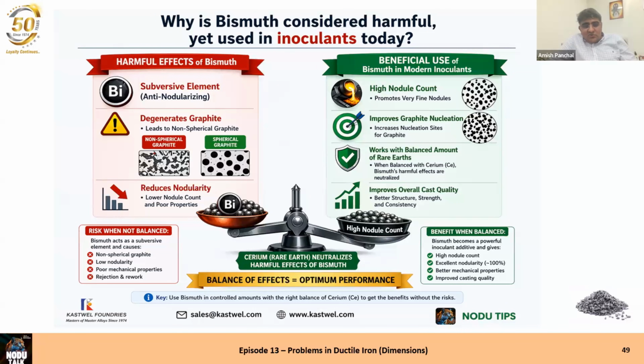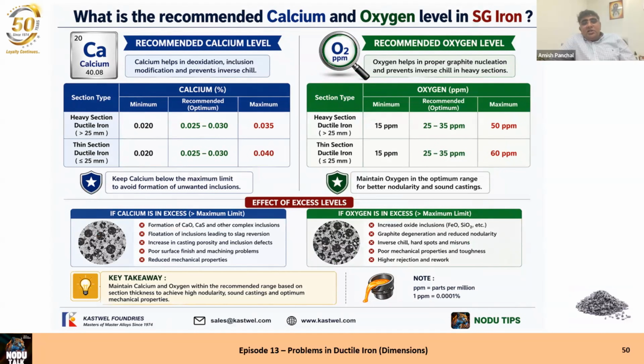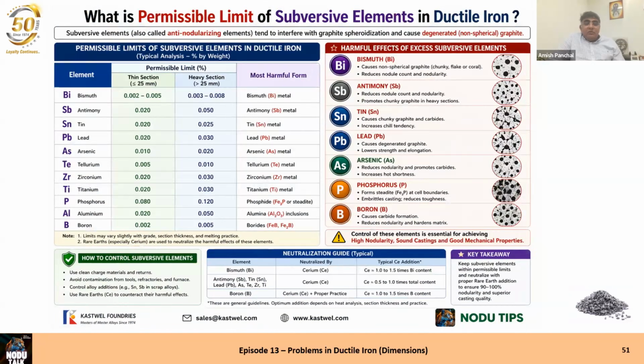Next was, what is the recommended calcium and oxygen level in ductile iron? So this is also based on the answers, and we have tried to convert that into a graphical form. What is the permissible limit of subversive elements in ductile iron and its effects? So bismuth, antimony, tin, lead, arsenic, tellurium, zirconium, titanium, phosphorus, aluminum, boron. So these are what we have covered in the ductile iron chemistry topic of the Nodutalk.